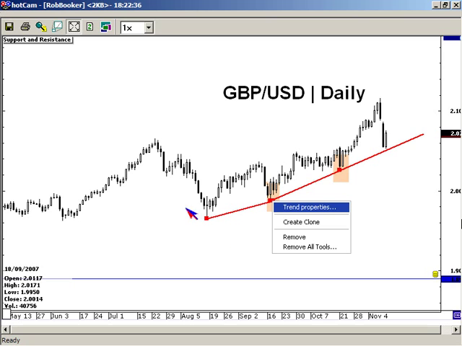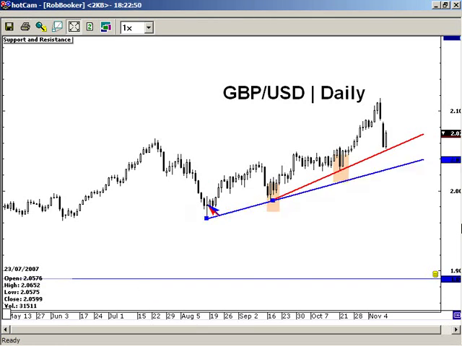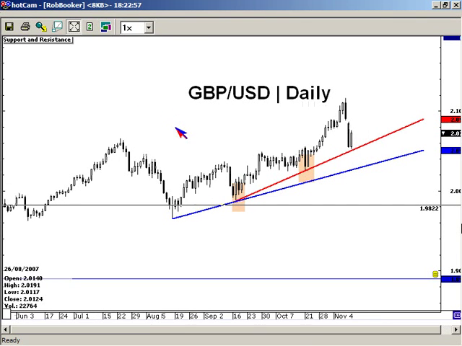All right, trend properties. We're going to extend this. We're going to change this to blue. We're going to extend that out. And that could be another trend line that we use as a profit target. Right. Pretty cool, huh? That is way cool.